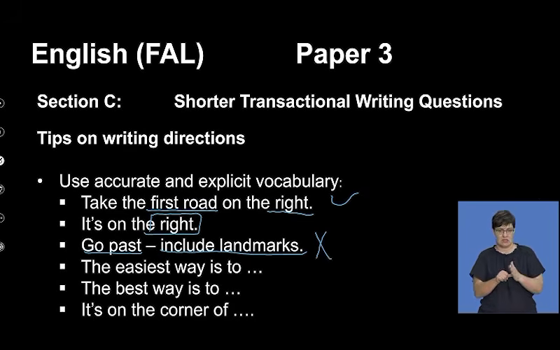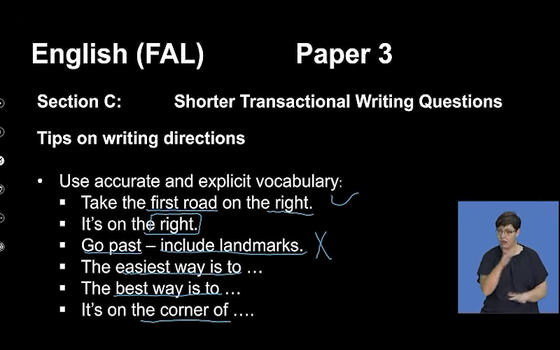And then the easiest way is to. This is basically saying to a person that although there are many routes, the easiest way is this way, or the best way to is this way. And then, on the corner of. So these are the terms that we would use when we are giving directions, which is very, very important to understand, and also to ensure that we get the spelling right, because spelling is also assessed in this paper.